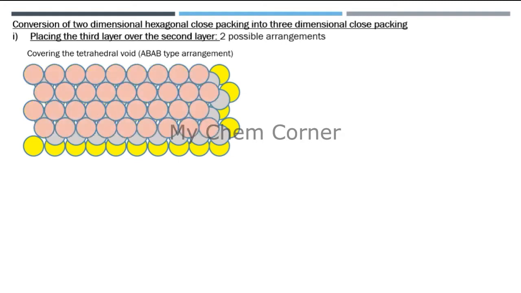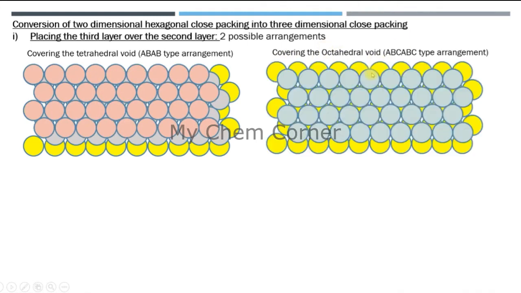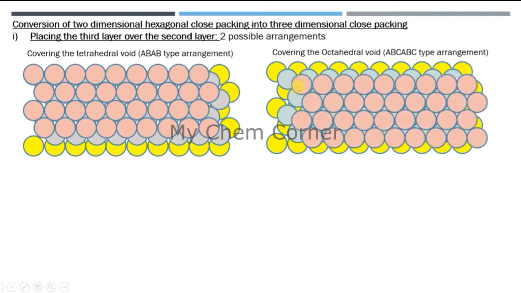So now the next type is where I'm going to cover the octahedral void. So let me take the same previous slide diagram. Now when I'm placing this, the void that was visible in the two layers, I'm going to place my third layer in such a way that this void is now getting covered. In the AB type, that void was still visible. But here that octahedral void is going to be covered. So I place the spheres, the third layer, in that way.